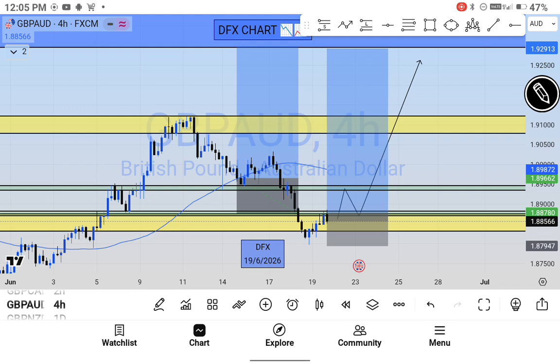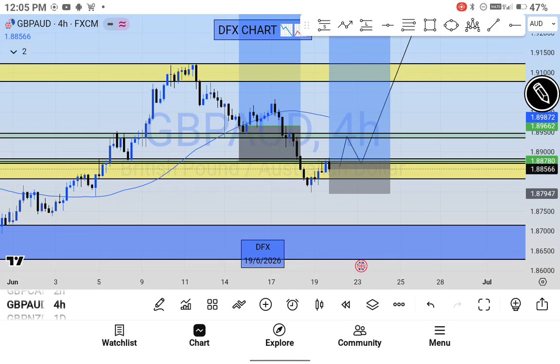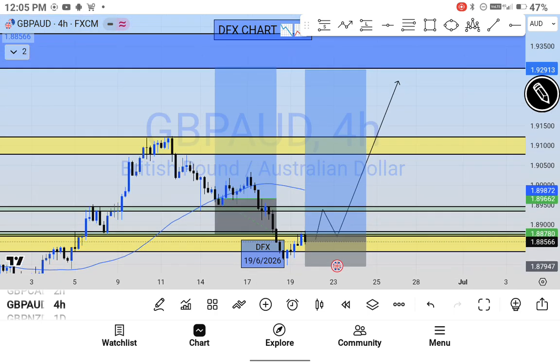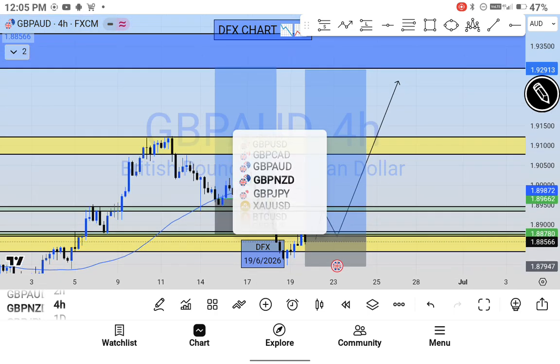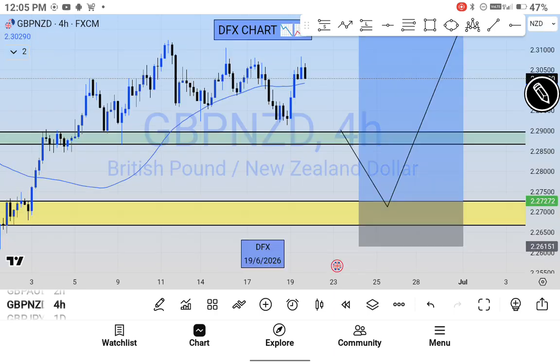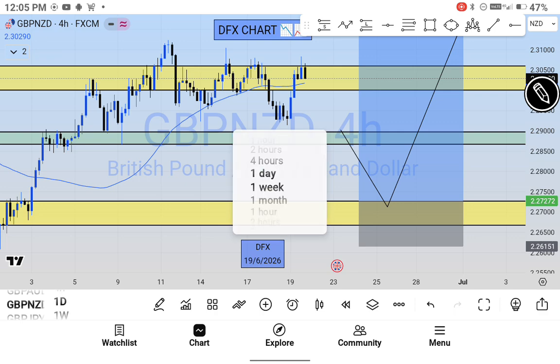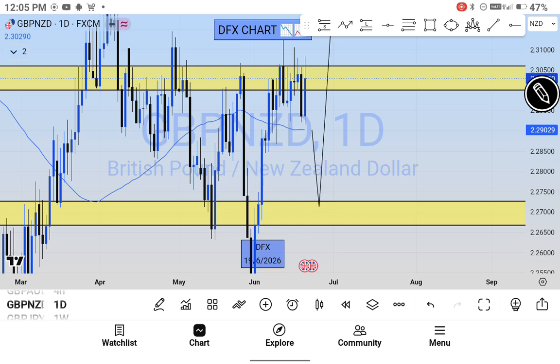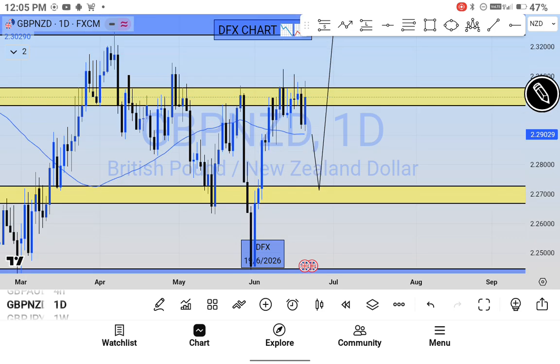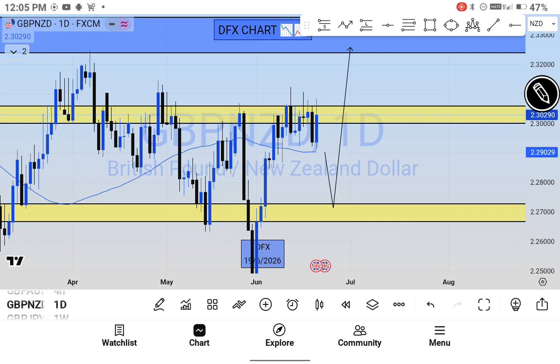All right, so that's all for pounds AUD. Okay, so let's go to pounds NZD. That's great British pounds against the New Zealand dollar. New Zealand dollar. All right.